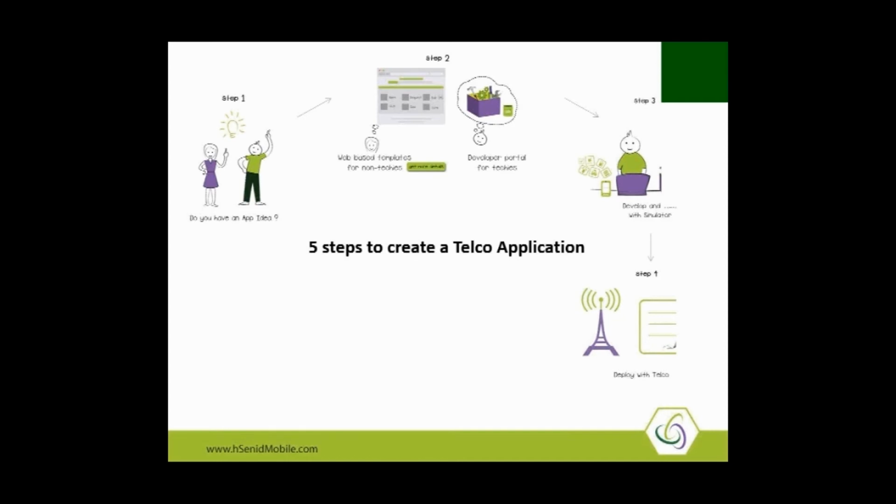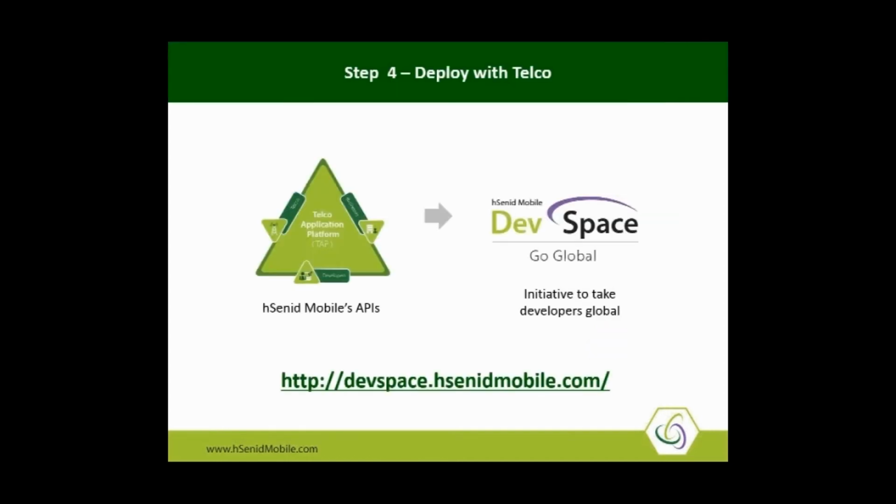To deploy the application, it's really simple. Go to devspace.zenmobile.com and register yourself and just say, hey, I created this application and it works. I have tested it with my simulator and I just want to deploy. And you can make a request. And we have a lot of people there, and we have a community there who will help you to actually deploy your application.